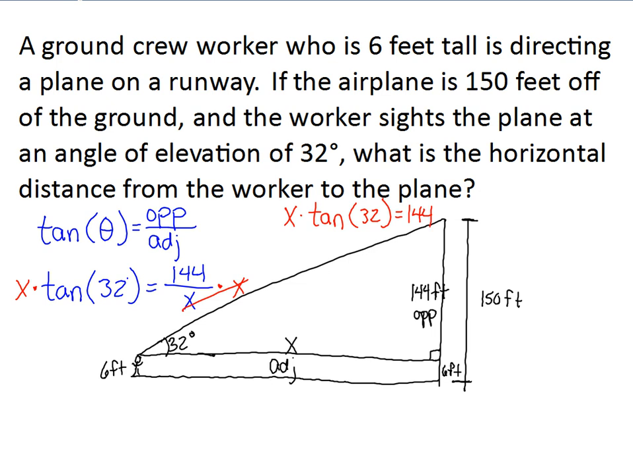But we still need to get the x by itself. So if we divide both sides by the tangent of 32, we are going to get an x value of around 230 feet.